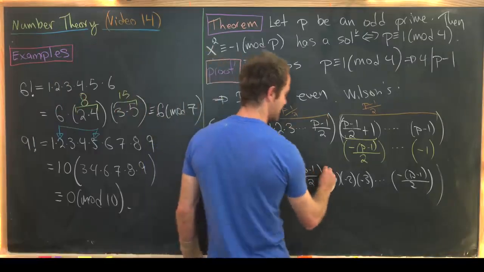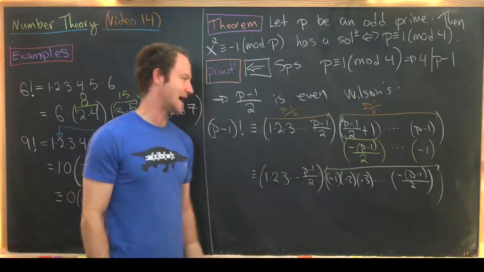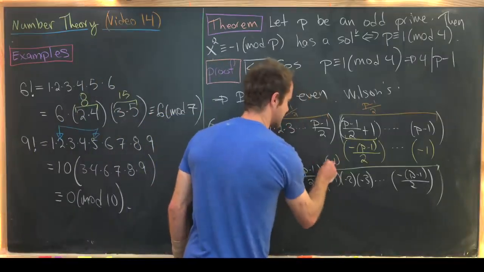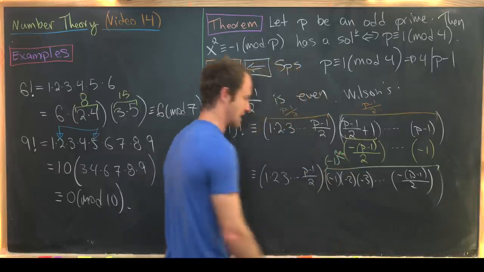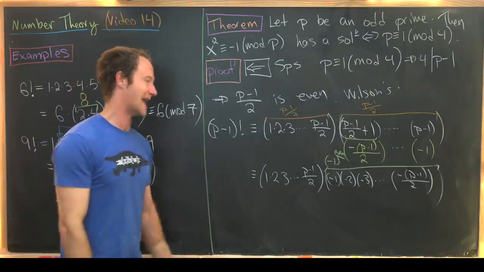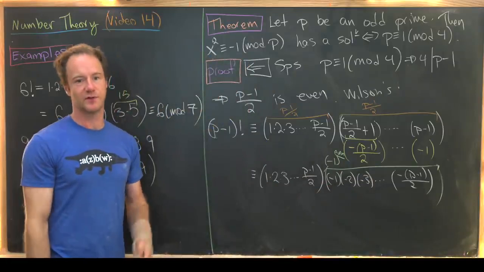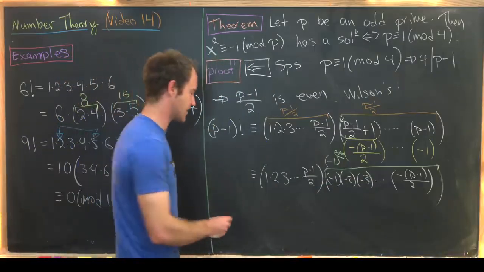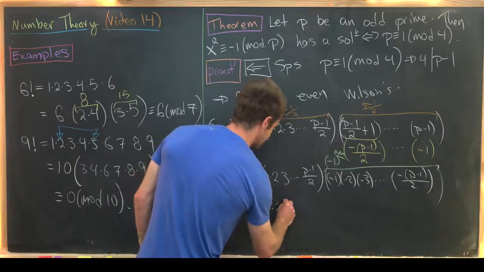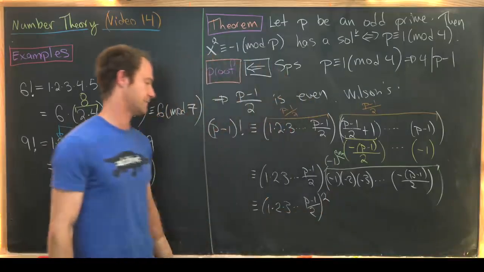Well, we can use the fact that this is even and take out a factor of minus 1 from each of those. So if we take out a factor of minus 1 from each of those, we have minus 1 to an even number. But clearly minus 1 to an even number is plus 1. But then after we do that, we've got a copy of each of these multiplying each other. We can put those together and we'll see that this is congruent to 1 times 2 times 3, all the way up to (p minus 1)/2, squared.